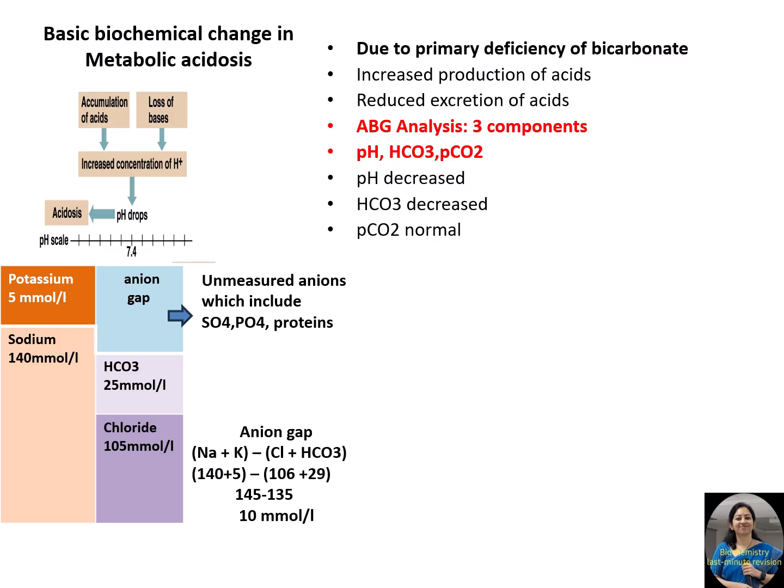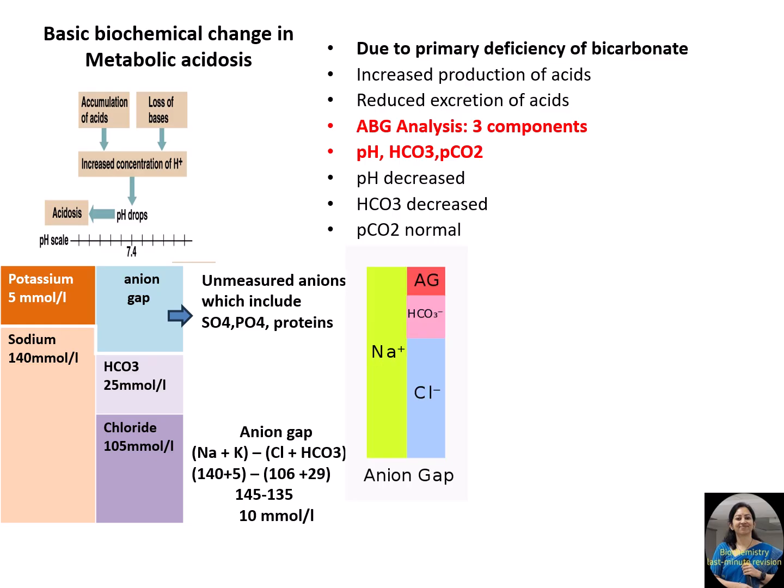And how is this anion gap calculated? It is the difference between the sum of concentration of cations minus the sum of concentration of anions. Normally, sodium is the major extracellular cation and the average sodium concentration is around 140 millimoles per liter. Potassium average concentration is 5 millimoles per liter. Bicarbonate concentration is around 25 millimoles per liter and the average chloride concentration is around 105 millimoles per liter. When we substitute all these values in this formula, the anion gap is around 10 to 15 millimoles per liter.